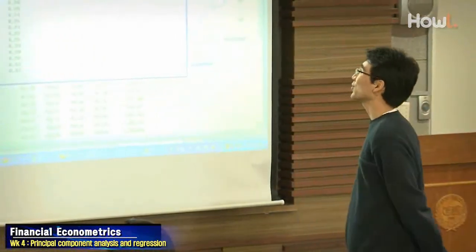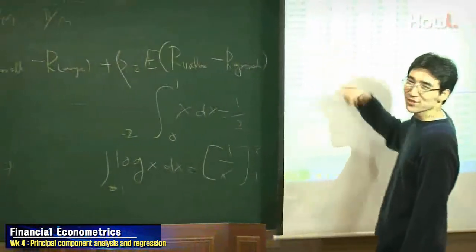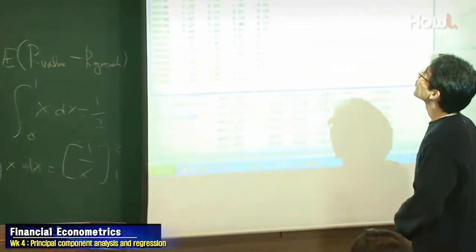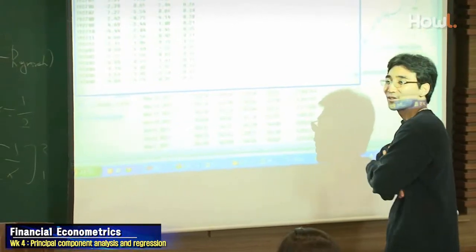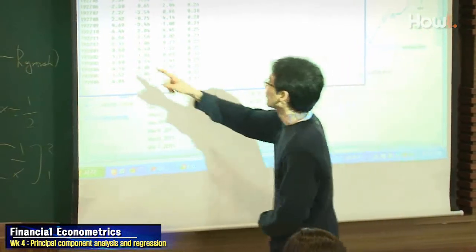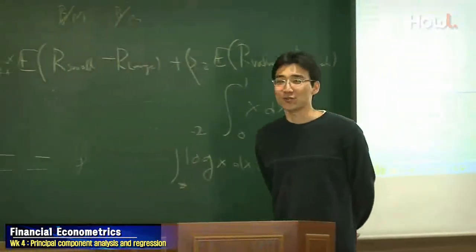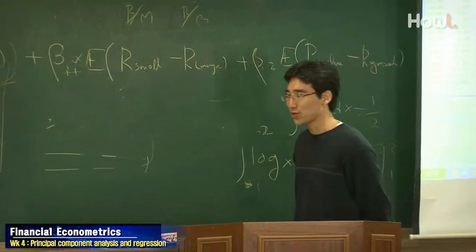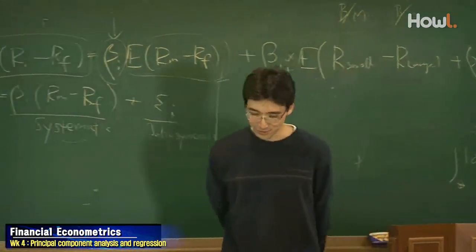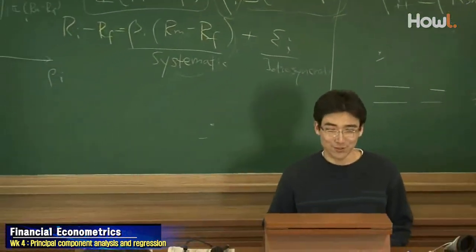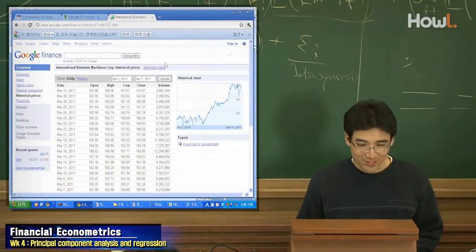So homework number 2 is to download stock data, and of course you have to align the dates. Then regress the excess return of an asset on these factors 1, 2, 3. Any questions? Then the question is, how can I do regression with R? That would be your next question. And that's very easy.